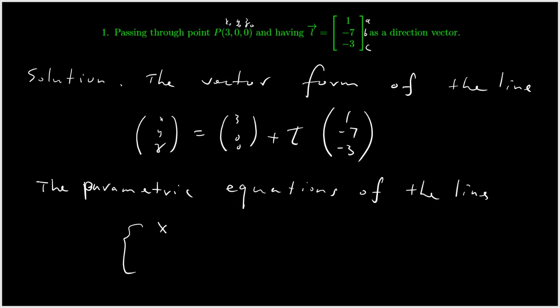You compare two sides of the equation. I think you have x equals 3 plus t, right? You imagine you perform vector addition and scalar multiplication, and then you compare the components. You have x equals 3 plus t, and y equals negative 7t, and z equals, I think, negative 3t. It's better to write something: you say t is a parameter.